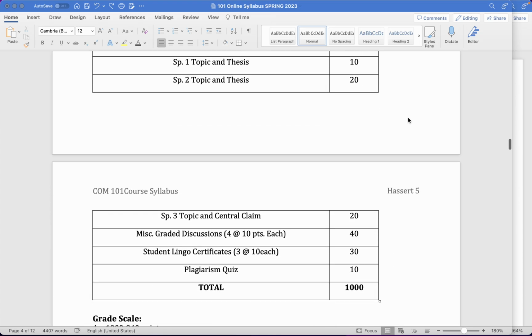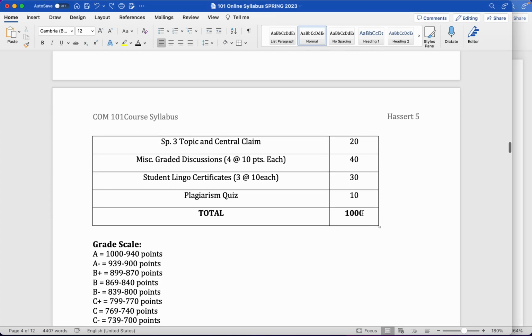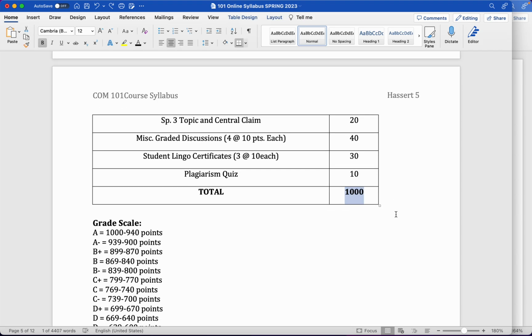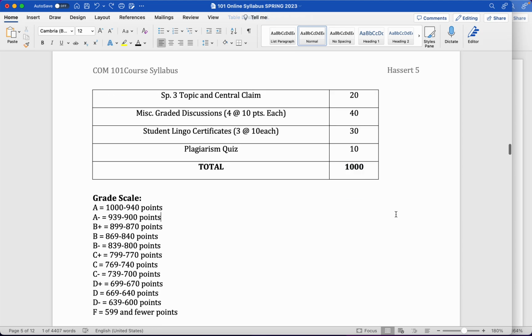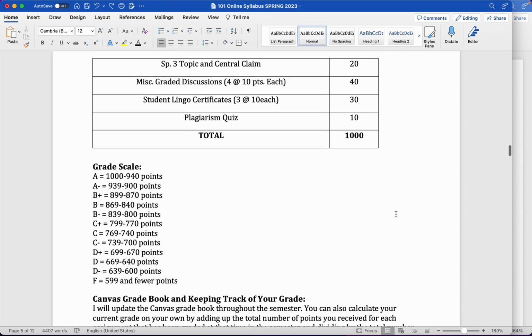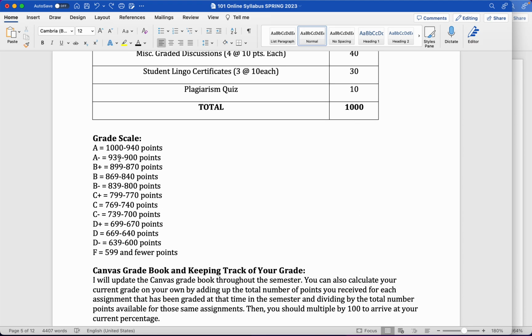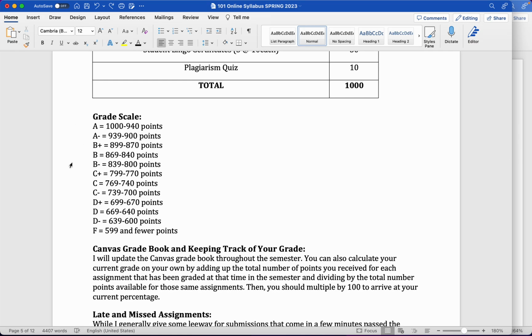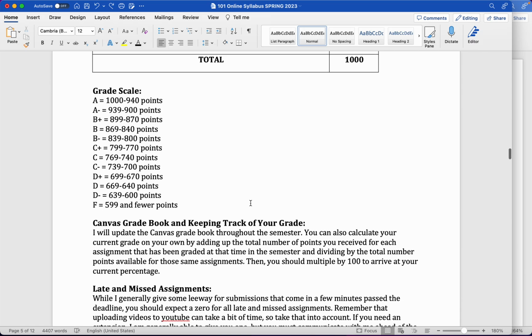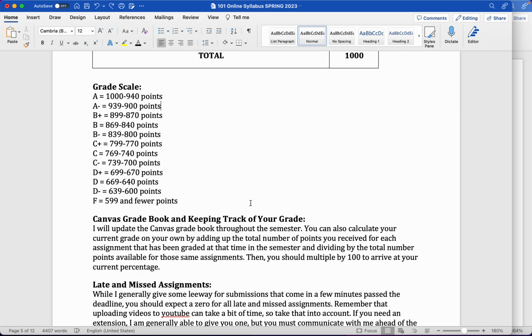The course is a total of 1,000 points, so it's pretty easy at the end of the semester to figure out your total grade. You just take the whole number, round your grade to the nearest whole number of points, and then use this grade scale here to determine your grade. Notice that I do use a plus-minus system here.